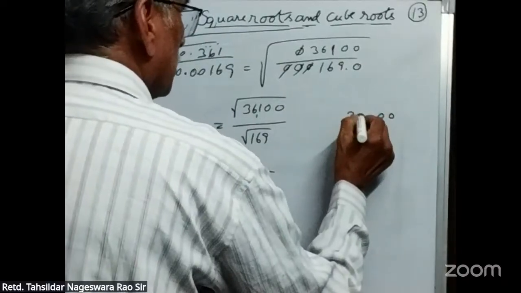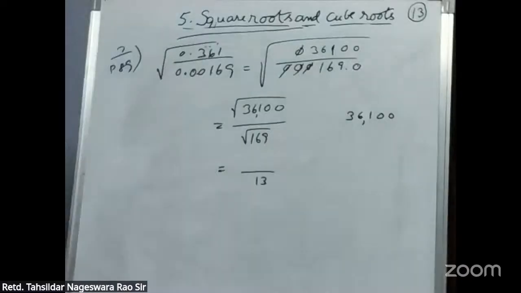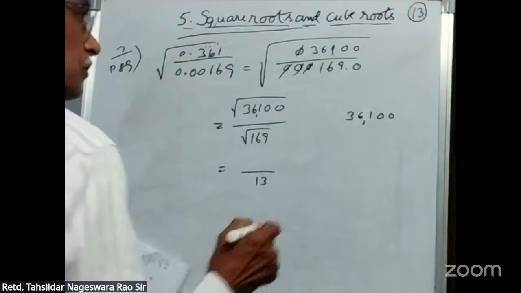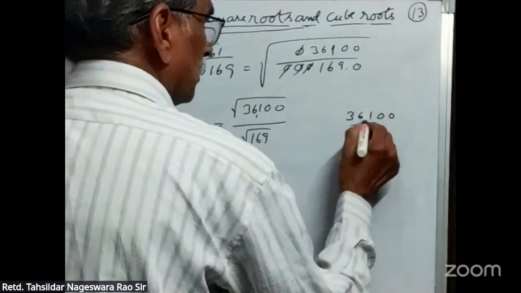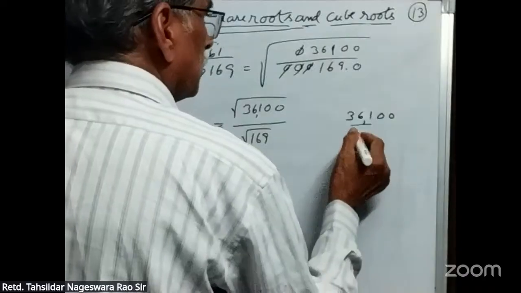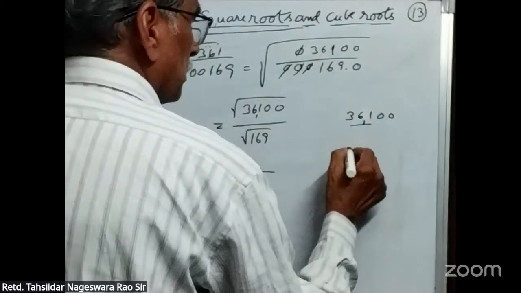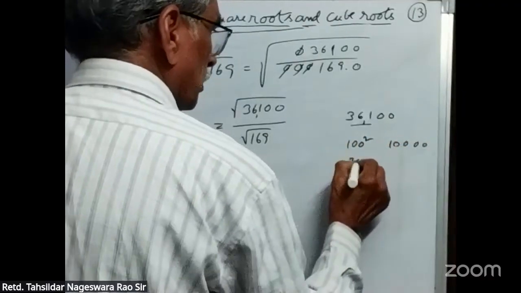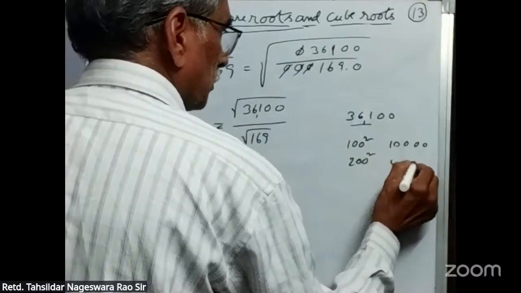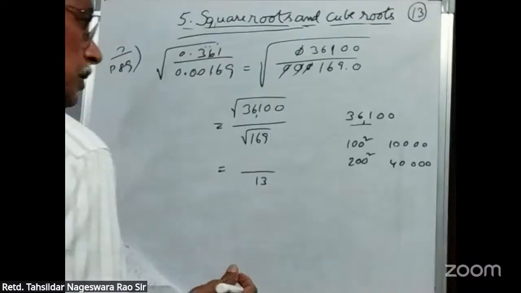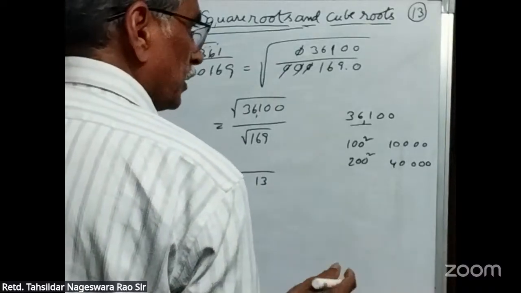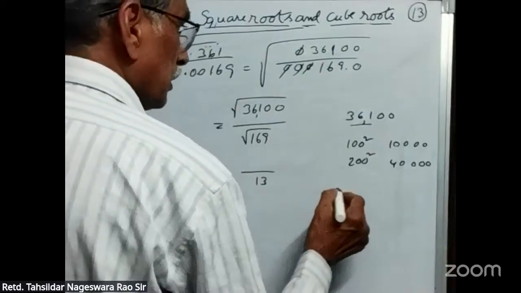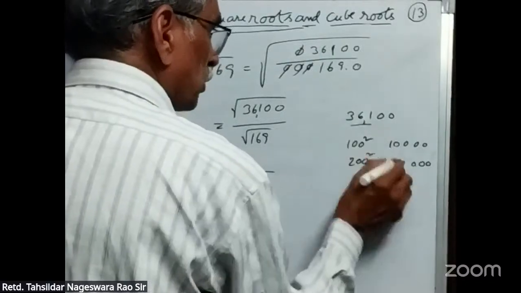36,100. 361. I will give one more clue here. This is between 100 square, which is 10,000, and 200 square, which is 40,000. This is in between 100 and 200. And one more thing, it is near to 40,000.